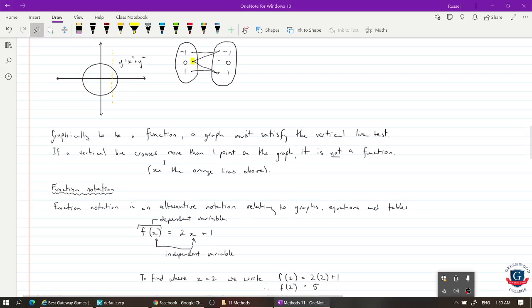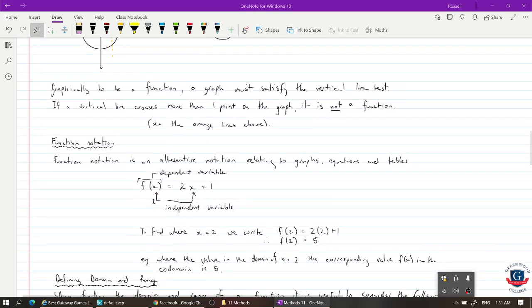So when we have a function, we have a special notation that we can use for working with expressions that show the relationship between the dependent variable and the independent variable. Here's the independent variable here. In this case, the dependent variable y is equal to 2 times the independent variable plus 1. That's the relationship between them. And we can find out the value of y by substituting it in here and in here.